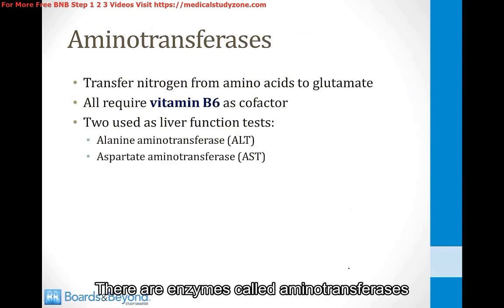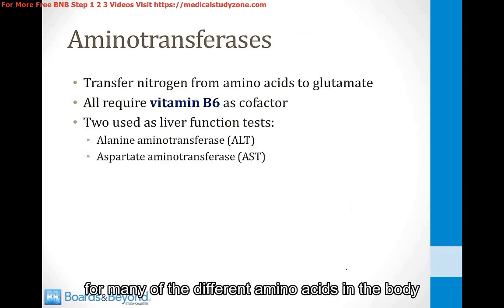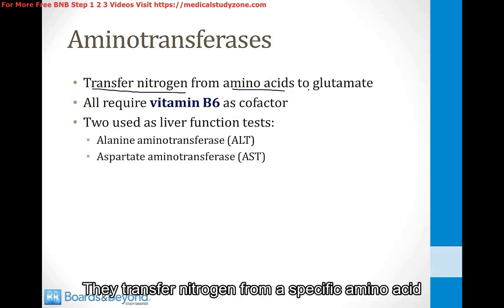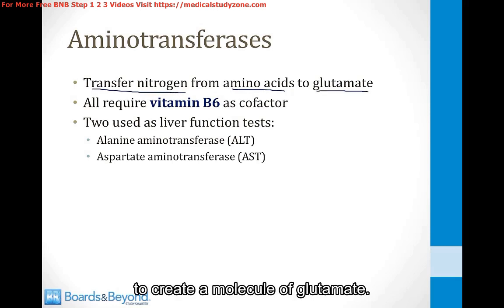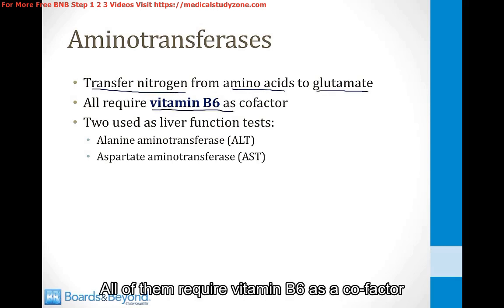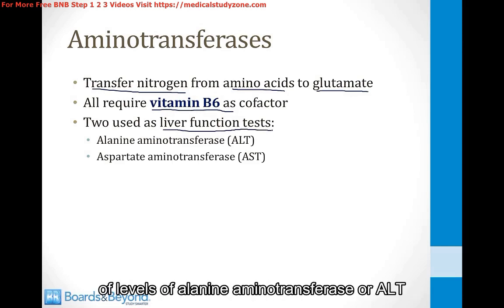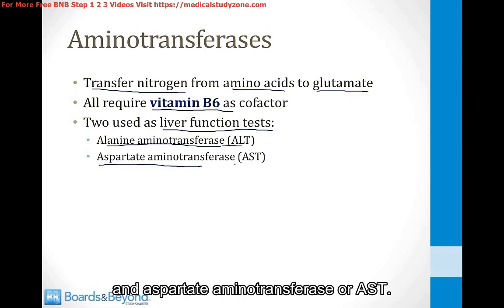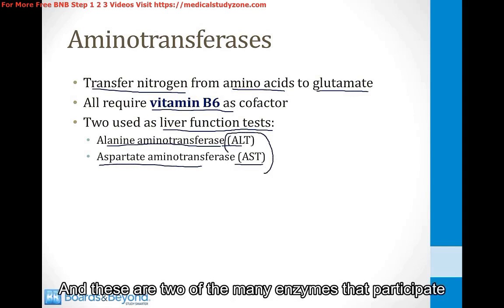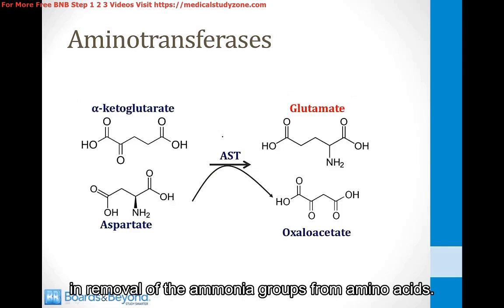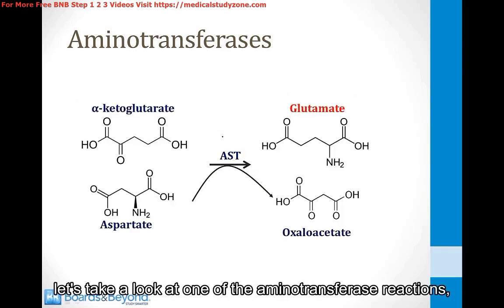There are enzymes called aminotransferases for many of the different amino acids in the body, and all of them do the same thing. They transfer nitrogen from a specific amino acid to create a molecule of glutamate. All of them require vitamin B6 as a cofactor, and there are two aminotransferases that you probably know very well from liver function tests. Two of the liver function tests are measurement of levels of alanine aminotransferase, or ALT, and aspartate aminotransferase, or AST. And these are two of the many enzymes that participate in removal of the ammonia groups from amino acids.